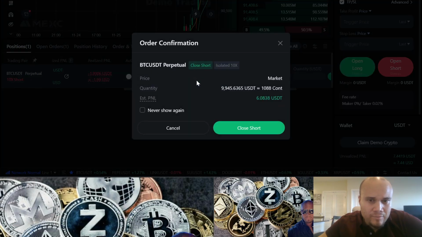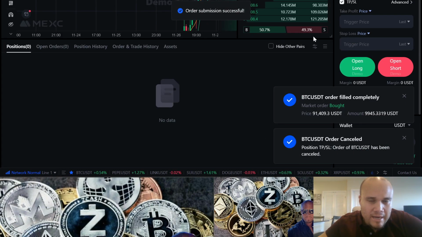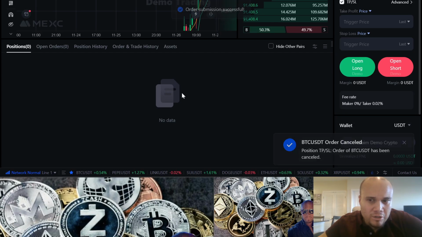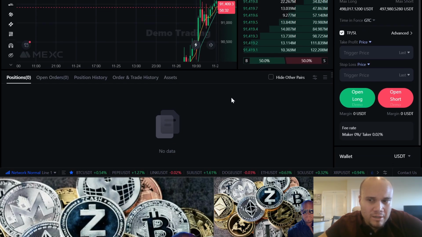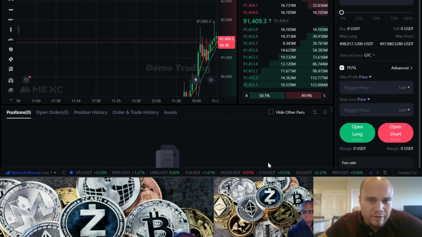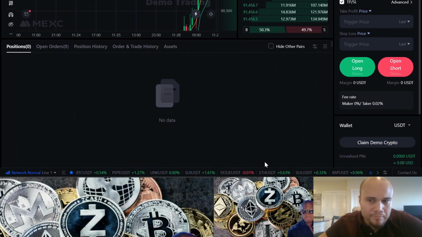So if you click that, I mean, you get one last warning here. It gives you an estimated P&L, and you click close short, and you can get out of that position immediately with a flash close, which I won't suggest you do unless you just want to get out of it and not have to think about it, okay?